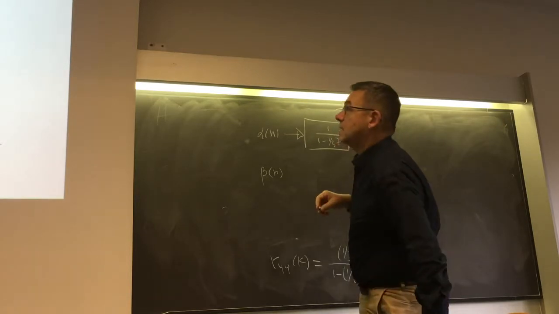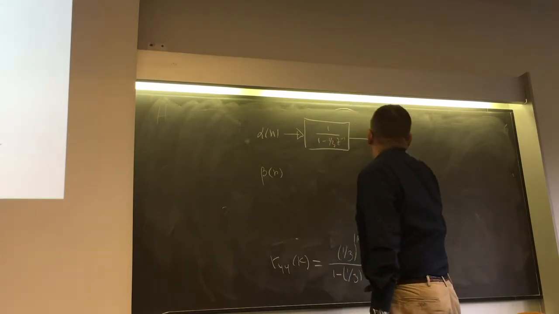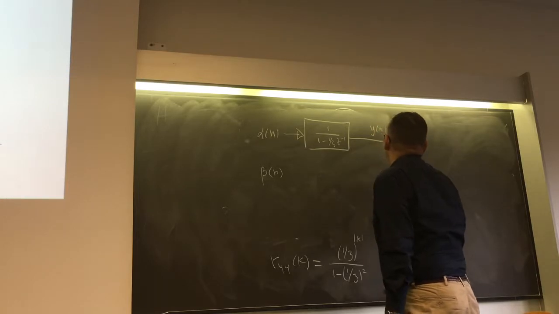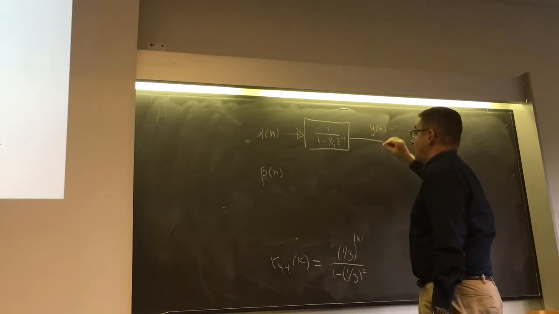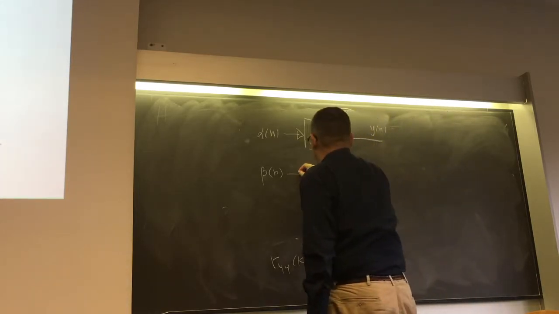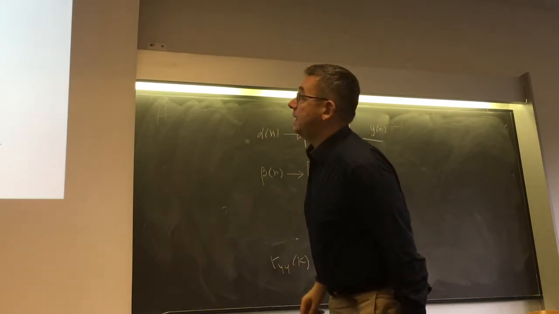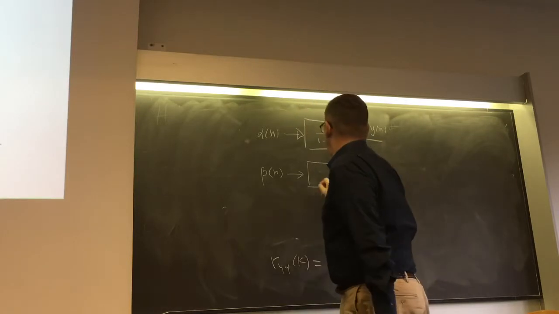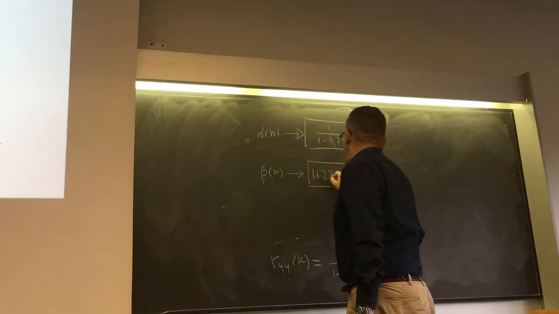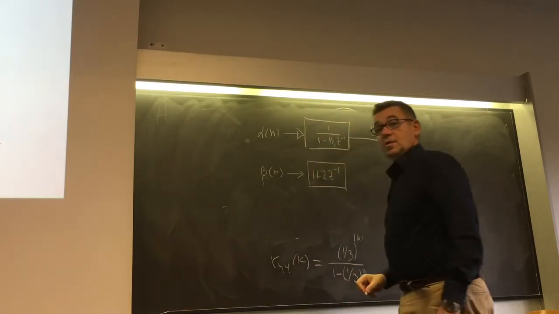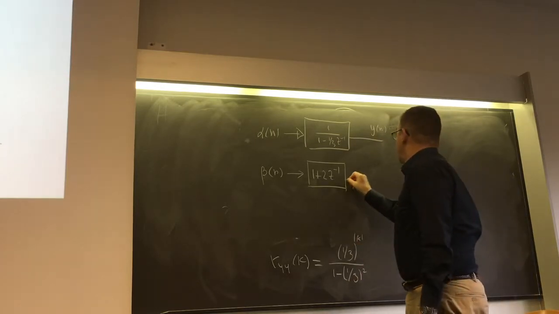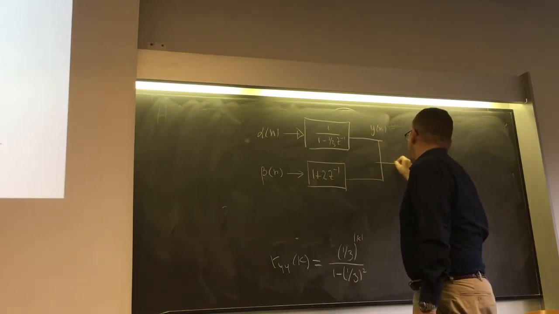And I get 1. Okay? And we know the autocorrelation for that. Here I have a filter. Now the filter is 1 plus 2 times z to the minus 1. Okay? Then, I'm summing this.